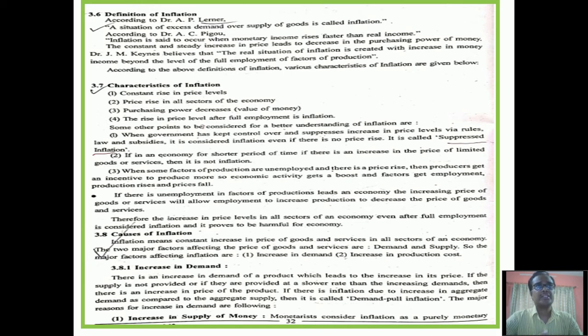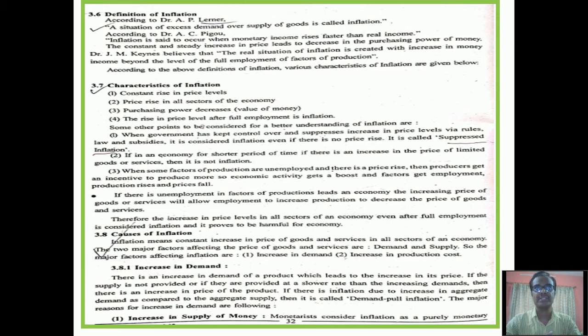According to A.C. Pigou, inflation is said to occur when monetary income rises faster than real income. Monetary income, in the sense of per capita income: if we get some bonus or an increment in our salary or wages, then our monetary income rises and the real income remains the same. If monetary income increases, our purchasing power increases and we can put demand in the market. Under the same condition, if supply is steady and we demand in the market, there is a possibility that traders will raise prices so they can get maximum profit.